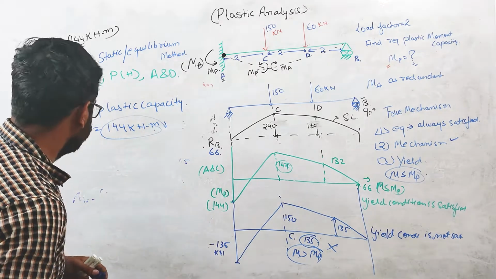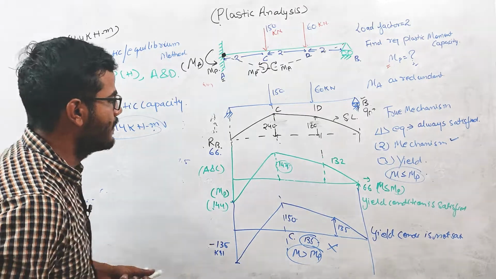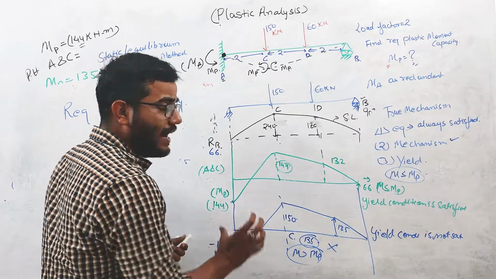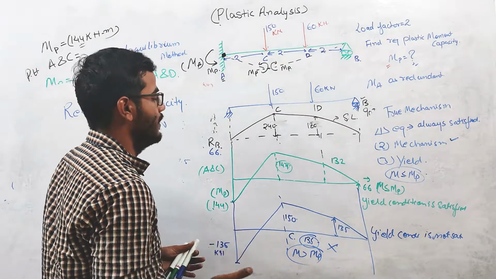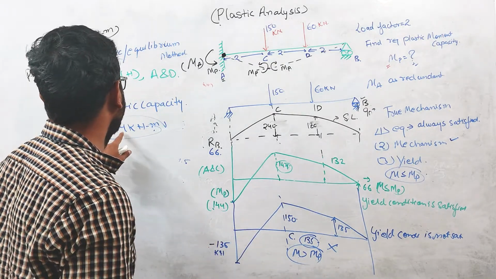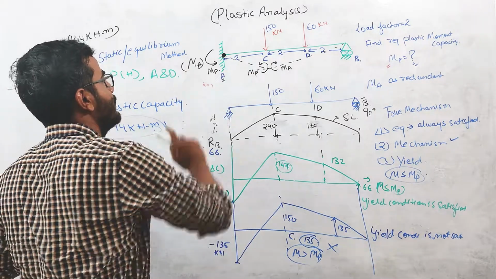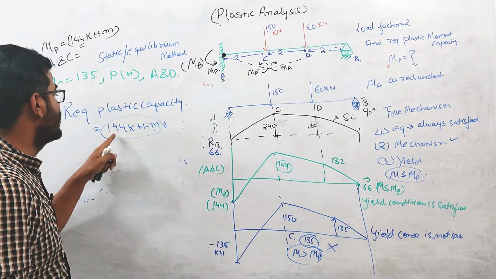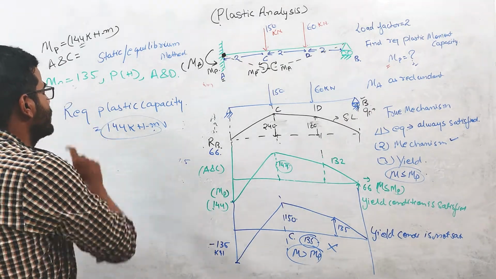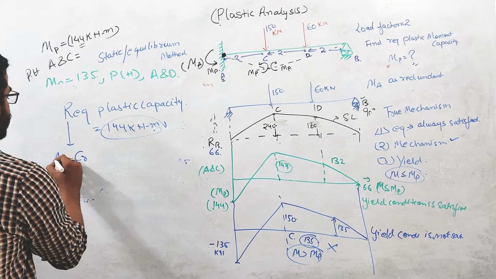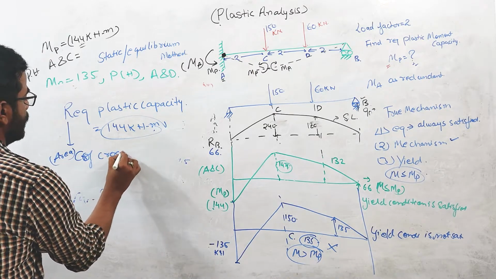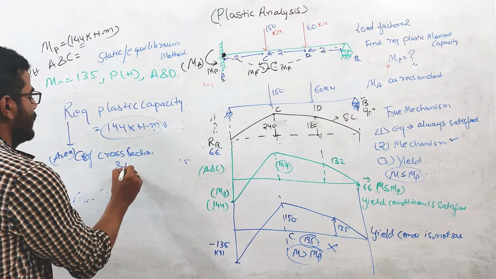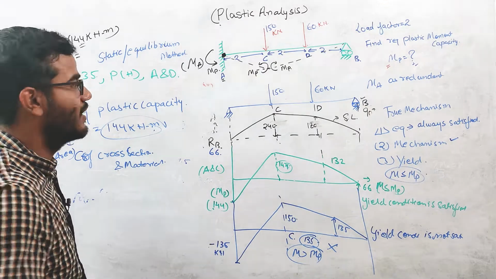This is a very, very good problem. We have discussed the importance of checking the yield condition. From that we get the idea of which moment will be our design moment. So 144 kilonewton meter will be our design or required plastic moment capacity for this collapse load system. You should design the cross section which will give a plastic moment capacity of 144 kilonewton meter, because the plastic moment capacity is a function of the area of cross section and the material, which type of material it is.